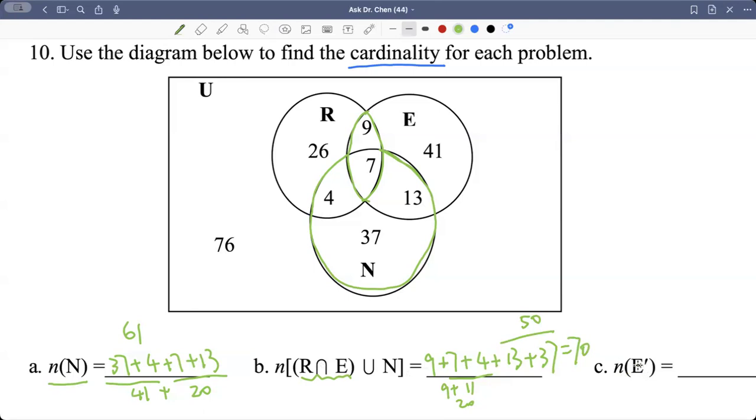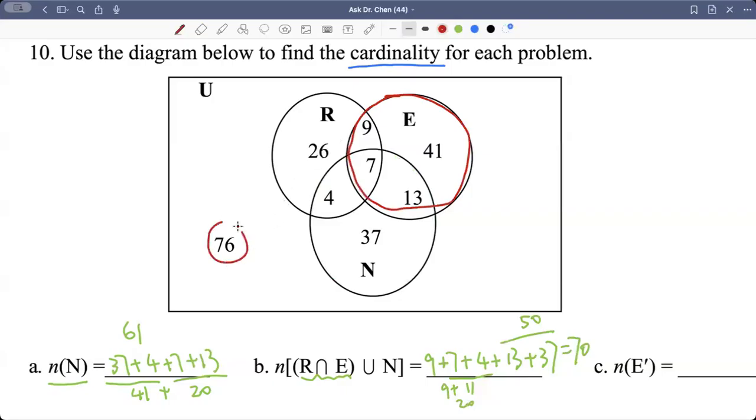Cardinality of E complement. Let me change my color. Green color is not so obvious. Let's change to the red color. Okay, let's mark E complement. So this inside this red circle, that's E. What is a complement? Its complement is everywhere else, right? Let's mark with blue color.